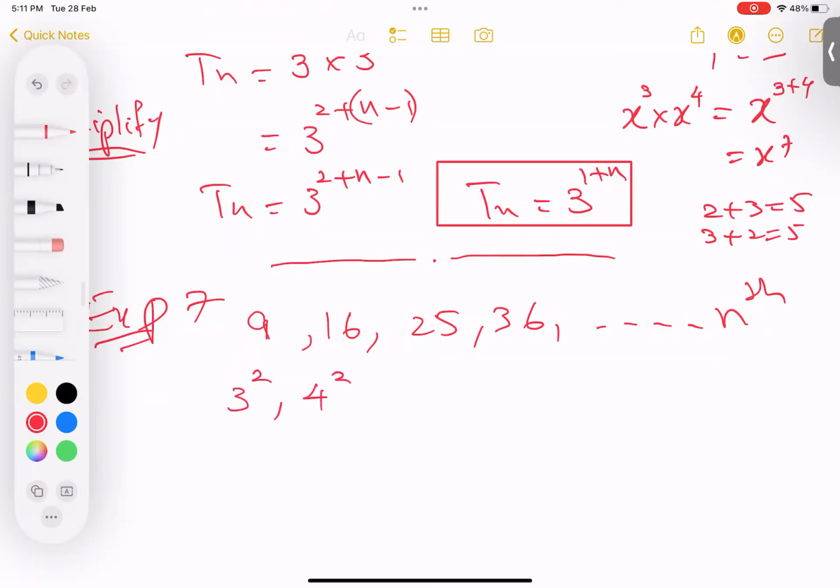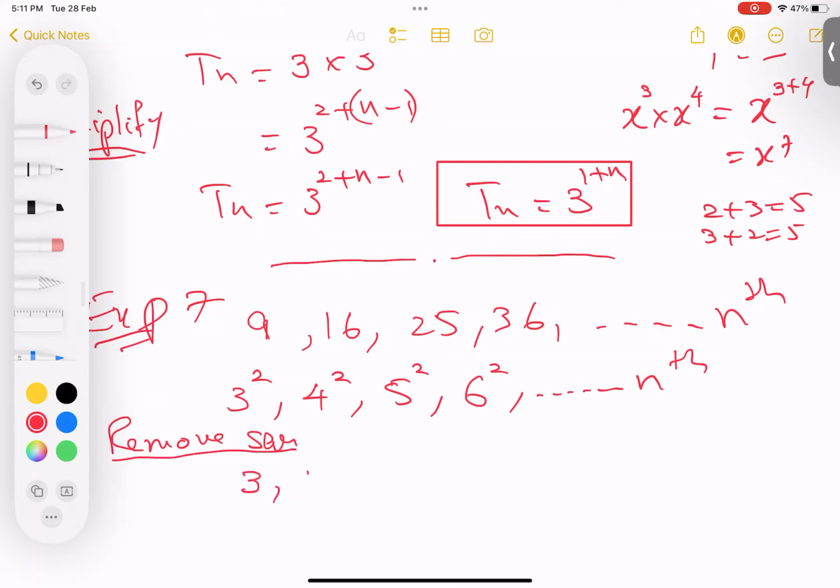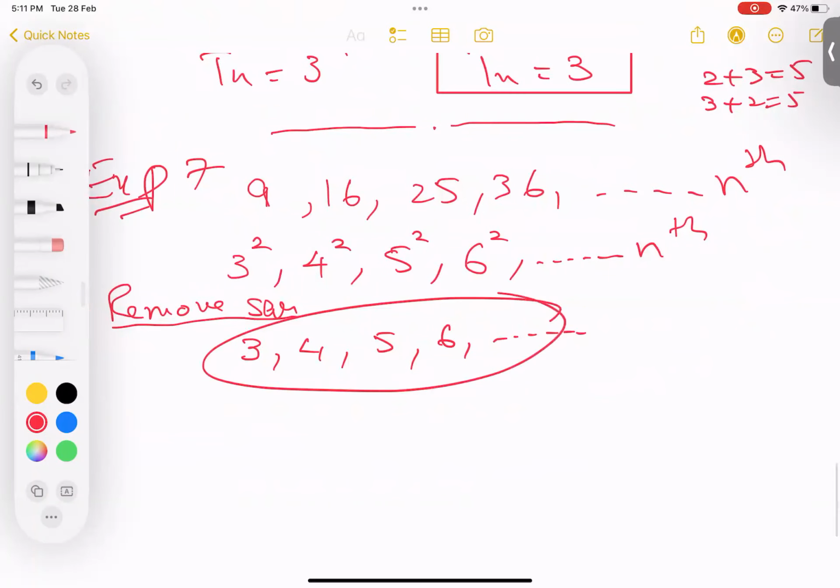This is called 4 square. This becomes 5 square. This becomes 6 square, and so on to the nth term. So first of all, remove squares. When I remove squares, what happened? I get 3, 4, 5, 6 onward. So this sequence now becomes an AP.